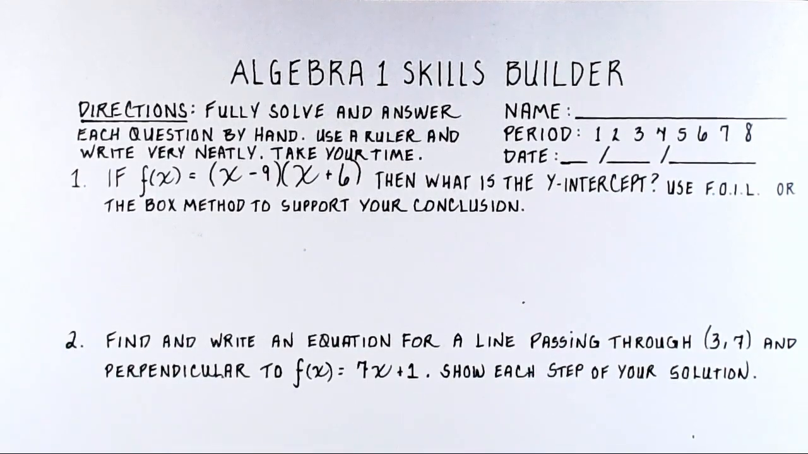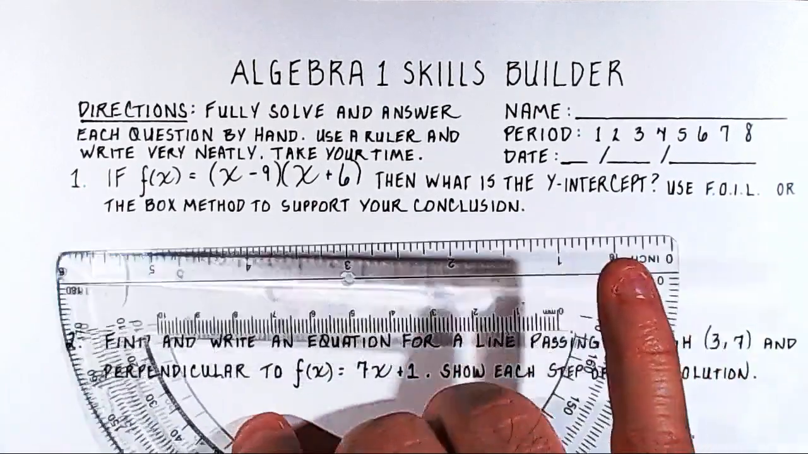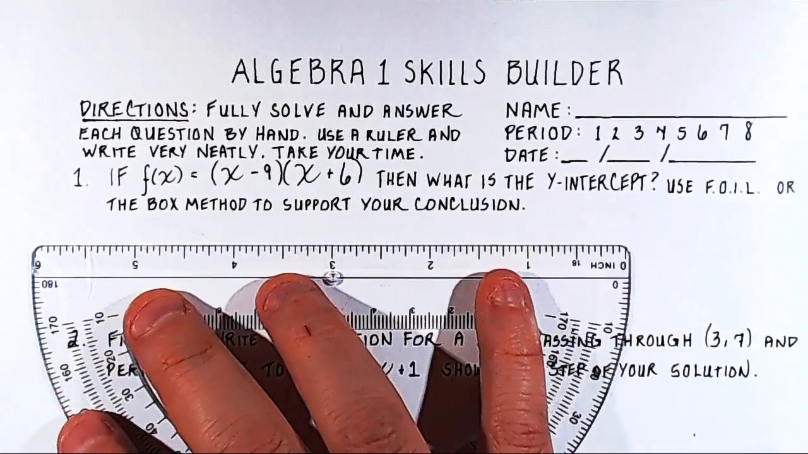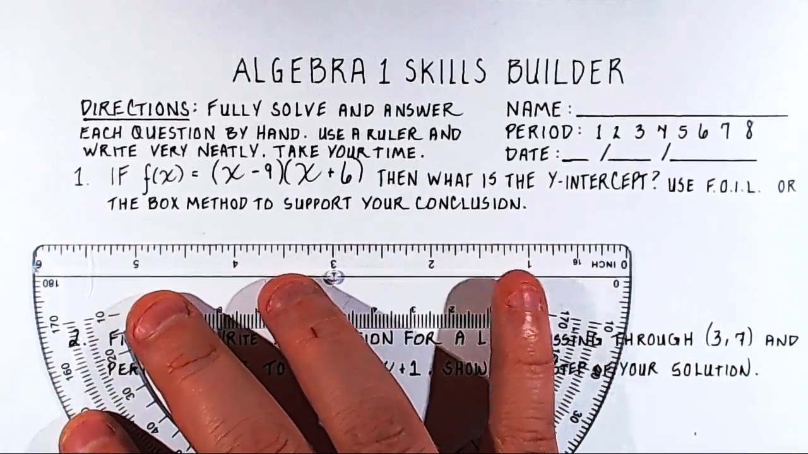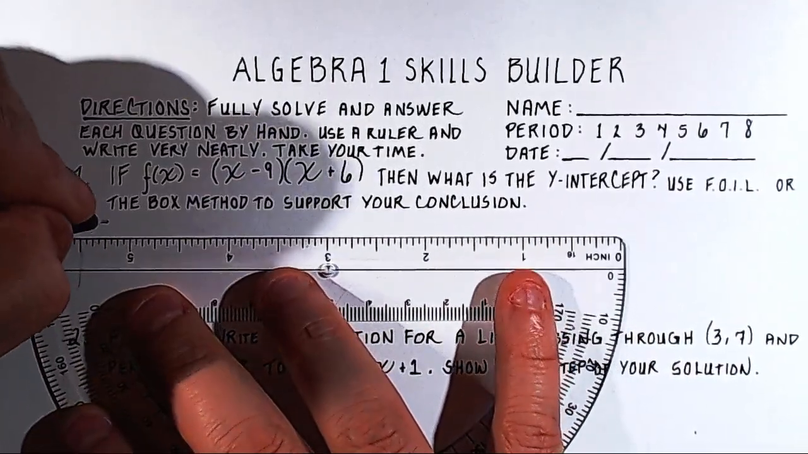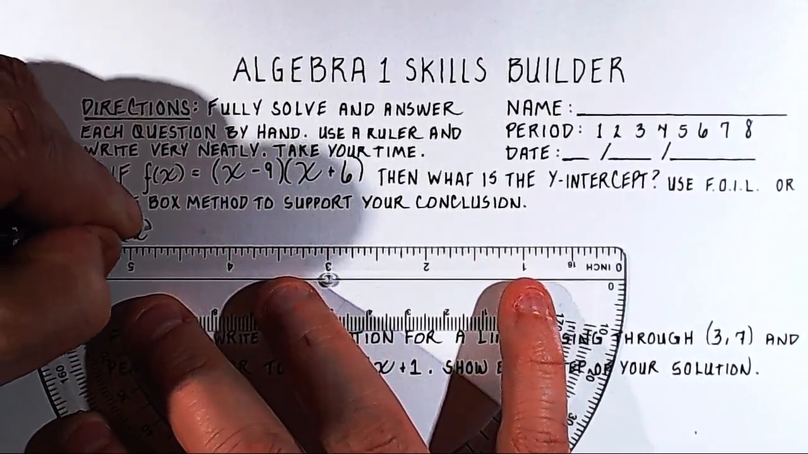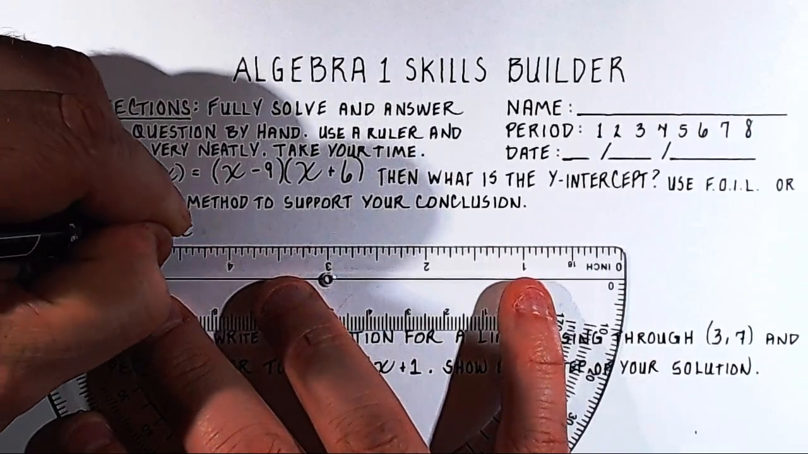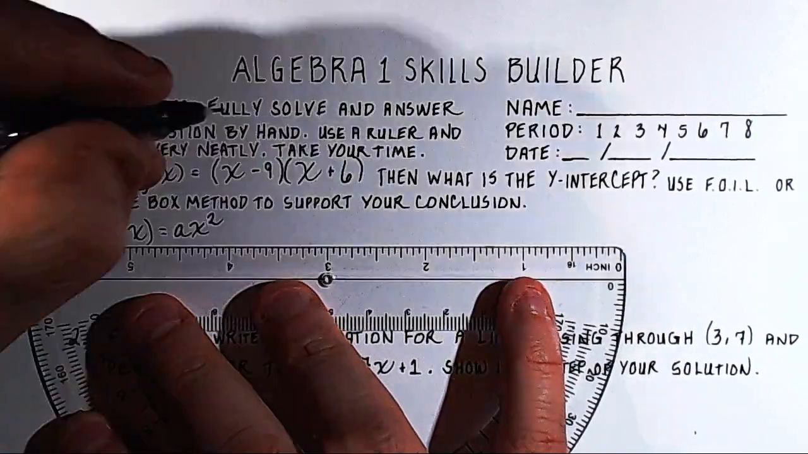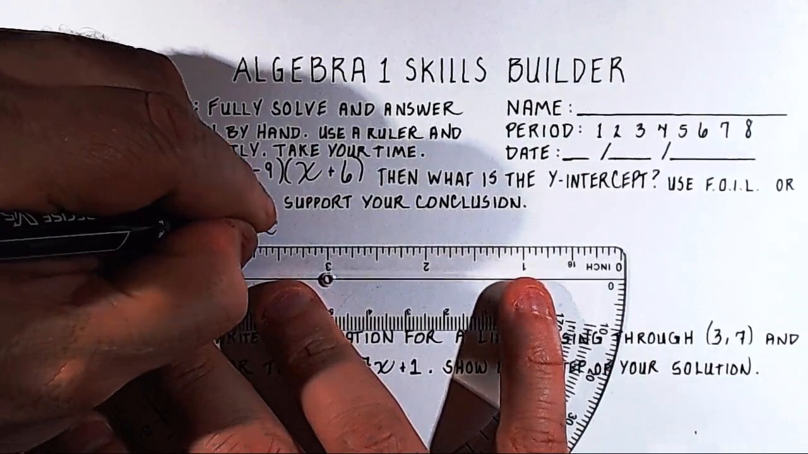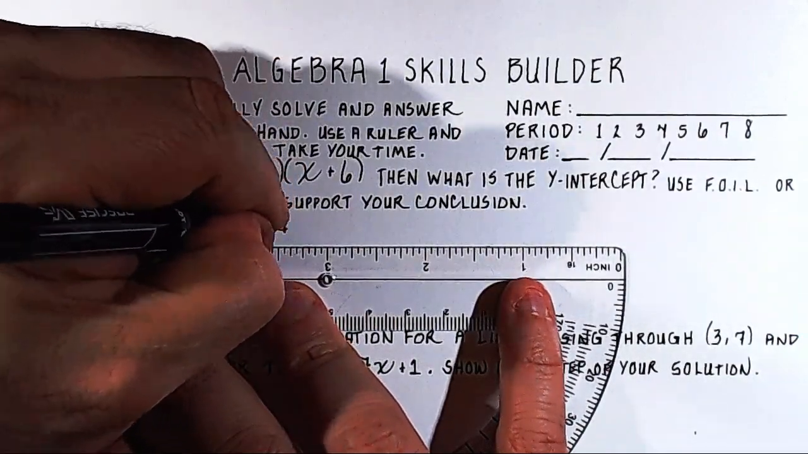Number one, if f of x equals x minus 9 times x plus 6, then what is the y-intercept? Use FOIL or the box method to support your conclusion. All right, so in order to understand the why behind what we're about to do, it's useful to remember the general formula for a quadratic. f of x equals ax squared plus bx plus c.